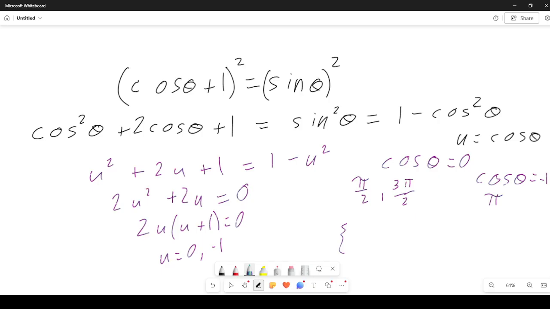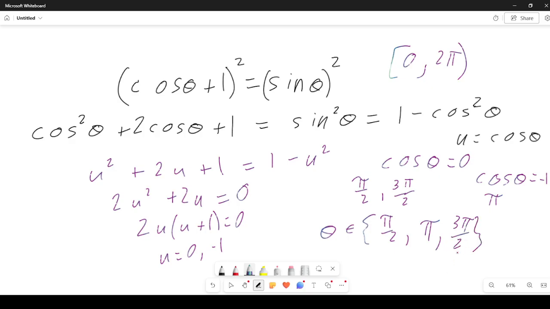Yeah, sorry, this one just says solve in the interval 0 to 2 pi. So we don't need the 2n pi. We only need to list the ones that are in the main interval. So that means theta is either pi halves, pi, or 3 pi halves. But if we were asked for all solutions and not just the ones in that interval, then we would include the plus 2n pi on all those.